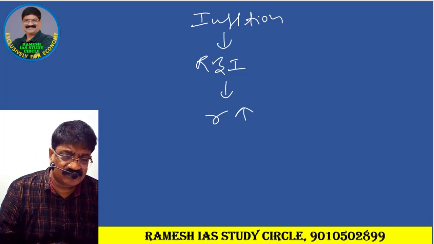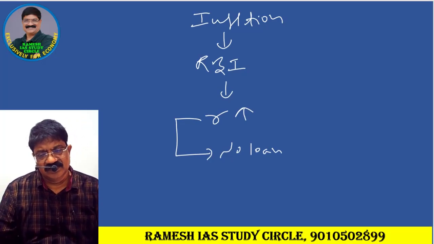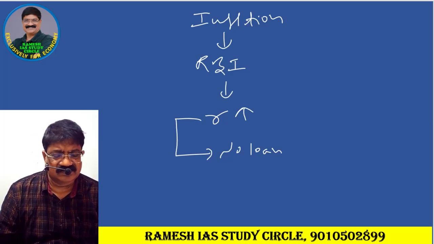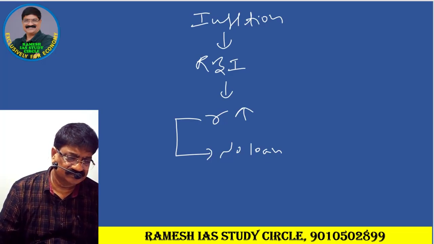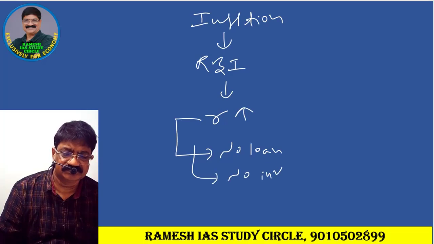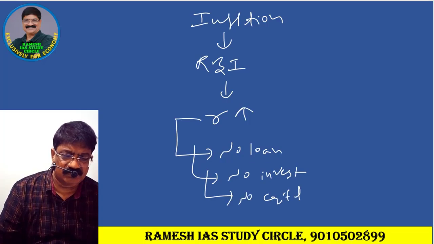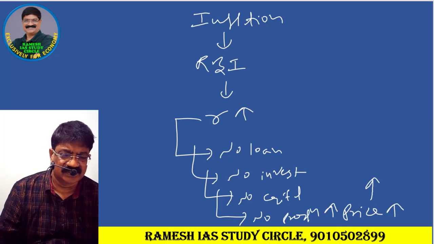So, whenever interest rates are increased, no loan is available. Right? The investors can't get loans. They are not interested to take them. Why? Because of the high rate of interest. Right? No loan means no investment. No investment means no capital. No capital means no production. No production leads to price rise, again inflation. Again inflation. This is the problem.